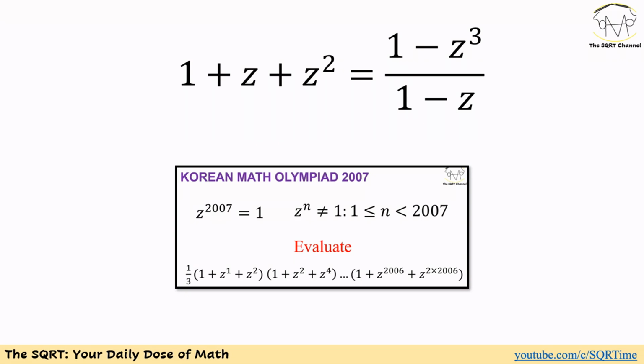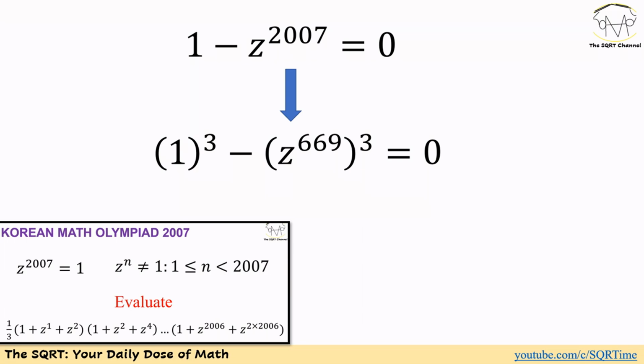Remember, 1 minus z to the power of 3 over 1 minus z is equal to 1 plus z plus z squared. So we are going to use it and simplify the original equation that we had before. We had 1 minus z to the power of 2007 is equal to 0. 2007 can be divided by 3. Actually, it is 669 times 3.